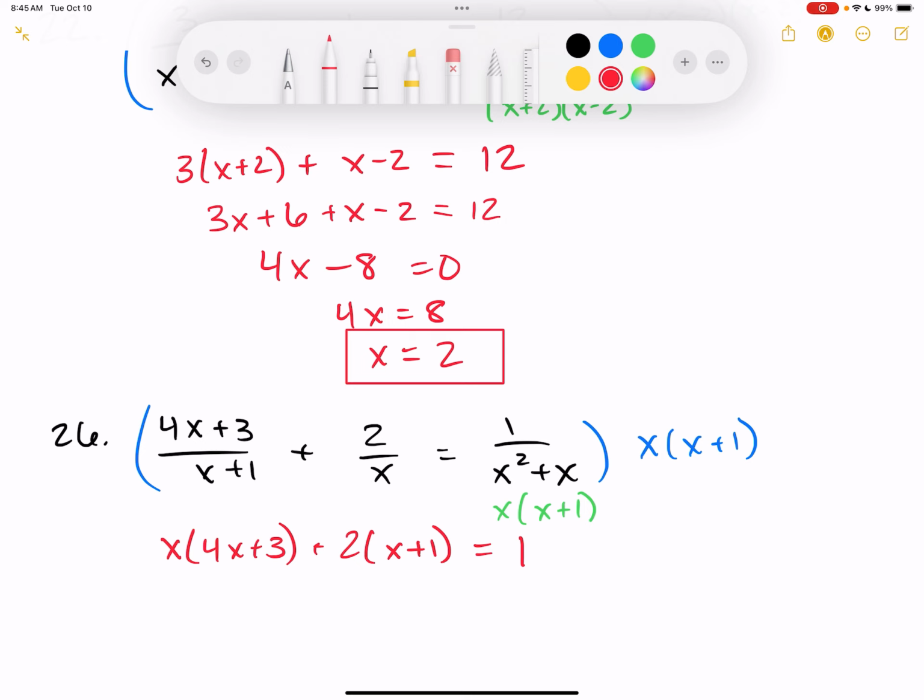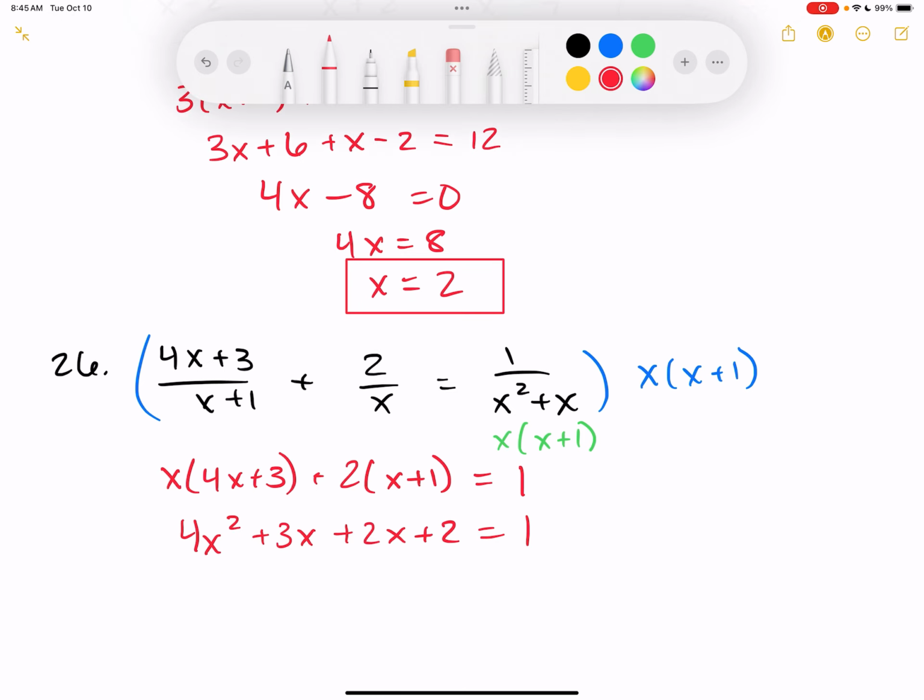So then I've got 4x squared plus 3x plus 2x plus 2 equals 1. So then going to combine, I'm going to move this 1 over as well. So 4x squared plus 5x plus 1 equals 0.